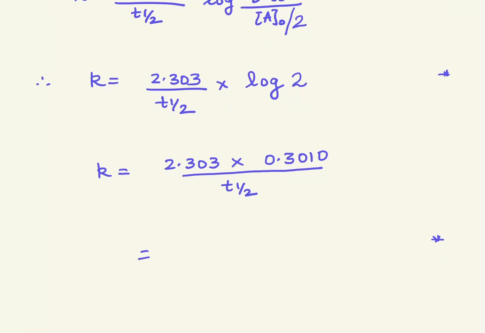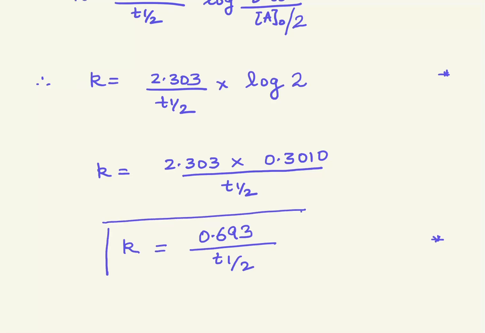And how much does this come to? Calculate and tell me. Good, that is pretty good. 0.693 upon the half-life of the reaction. So you have got another formula over here.